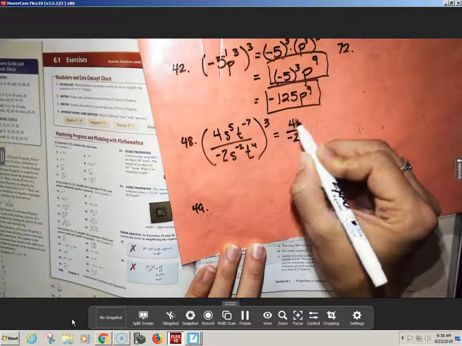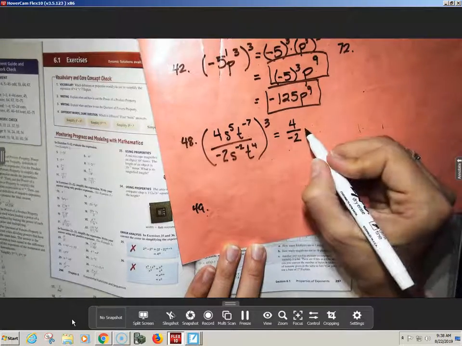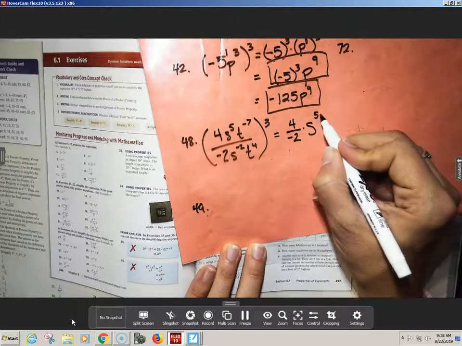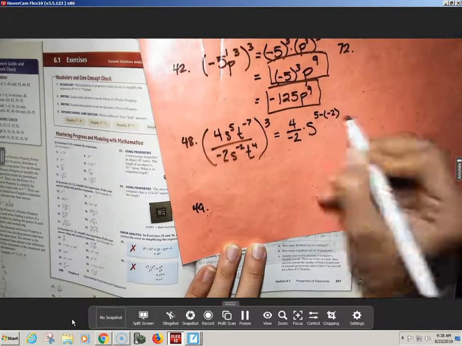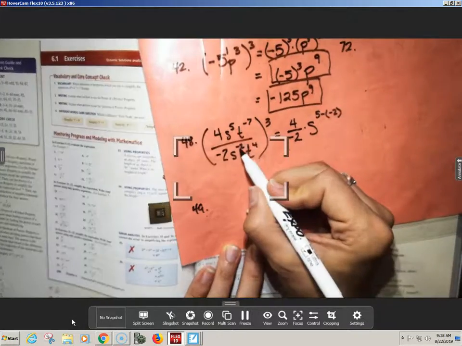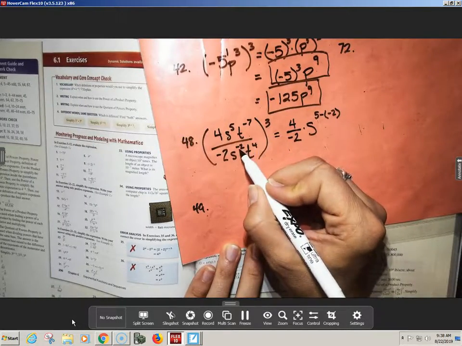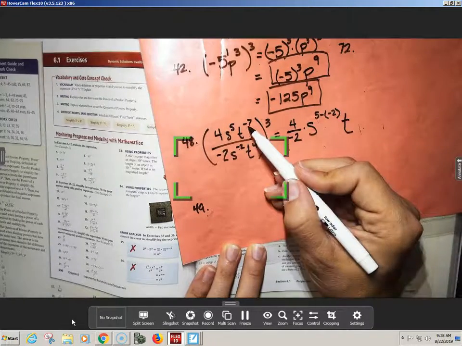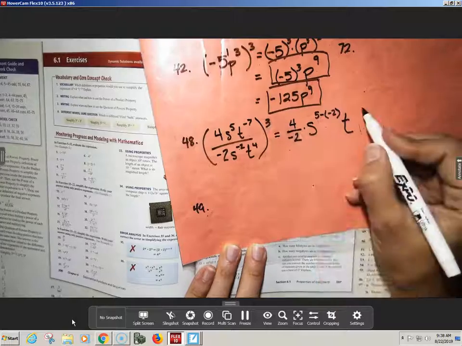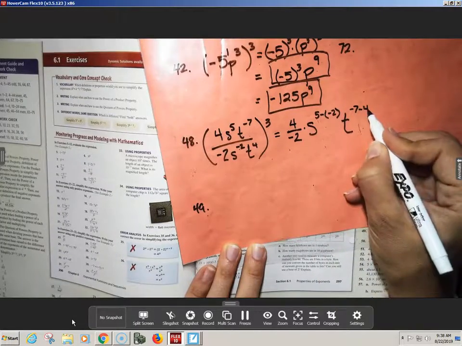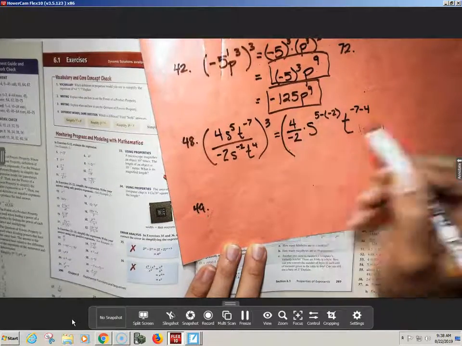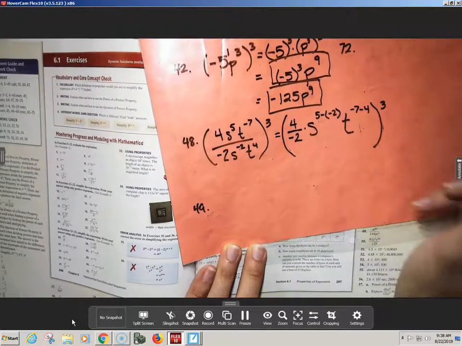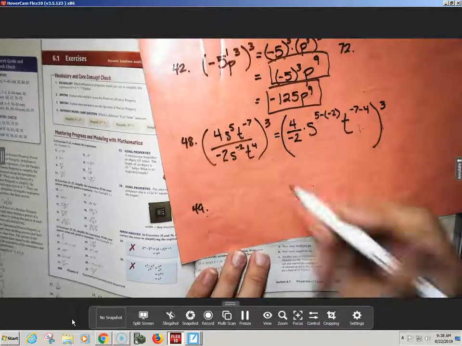I'm just going to kind of, those are numbers. I'm going to put those off to the side. But can't I do S to the 5 minus negative 2? Don't I have to subtract 5 and negative 2? What am I going to do with the T? Subtract, yeah, negative 7 minus 4. And then what's still going on outside all these parentheses? 3. Yeah. Now some of you could actually do this in your head.